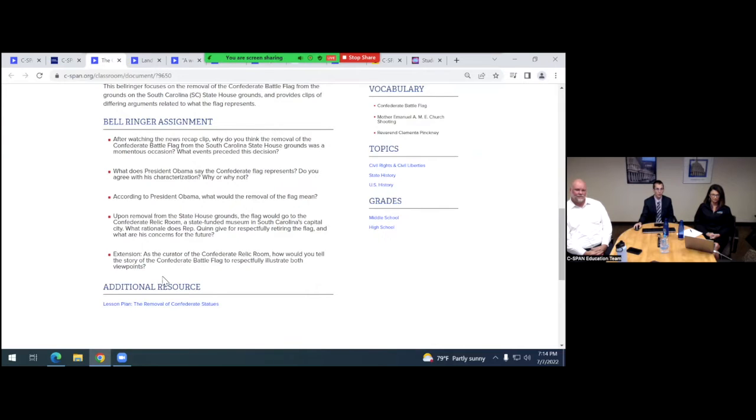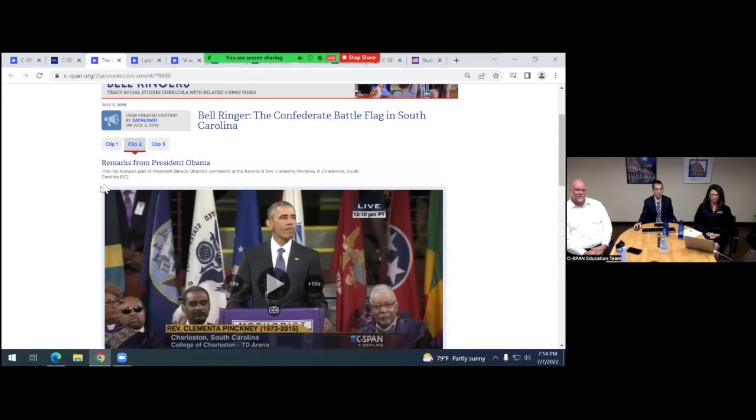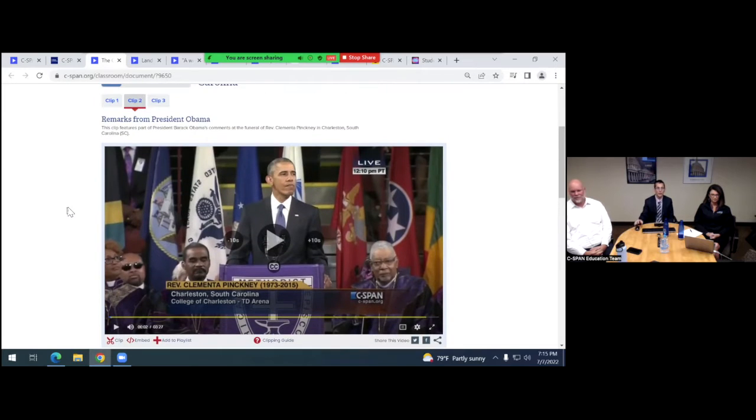So in this particular bell ringer, there are 3 video clips. First video clip is actually archival footage of them removing the Confederate flag from the State House grounds. Of course, clip 2 that we're about to watch a snippet of is President Obama speaking at the funeral of Reverend Clementa Pinckney after the Mother Emanuel tragedy. And then clip number 3 is actually footage from the South Carolina State House representative arguing why the Confederate flag should be housed in a museum, which many of you may know is the Confederate Relic Room in Columbia.